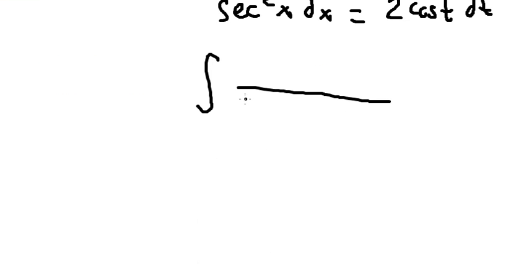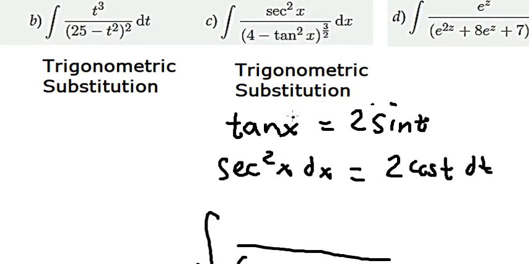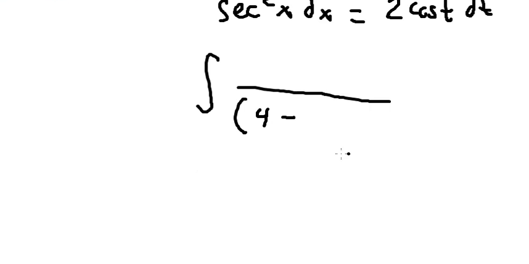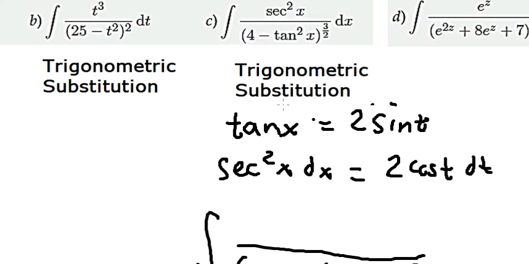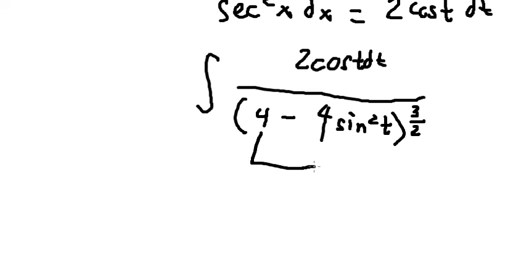So we have 4 minus tan x squared; we change it for 2 sine t, so we get 4 sine t squared to the power of 3 over 2. Secant of x squared dx, we change for 2 cosine t dt. We have number 4 and number 4, and we can do factorization.